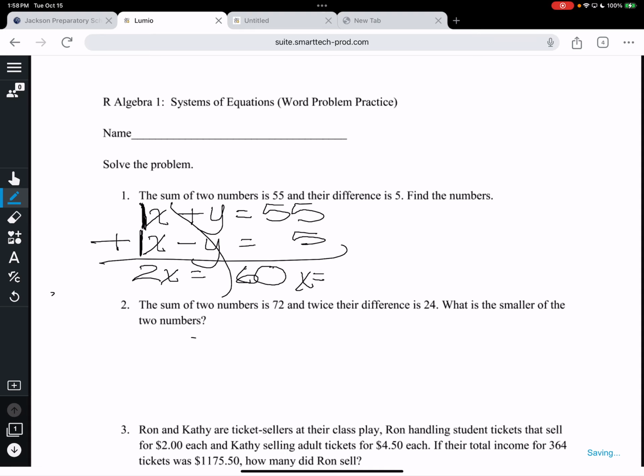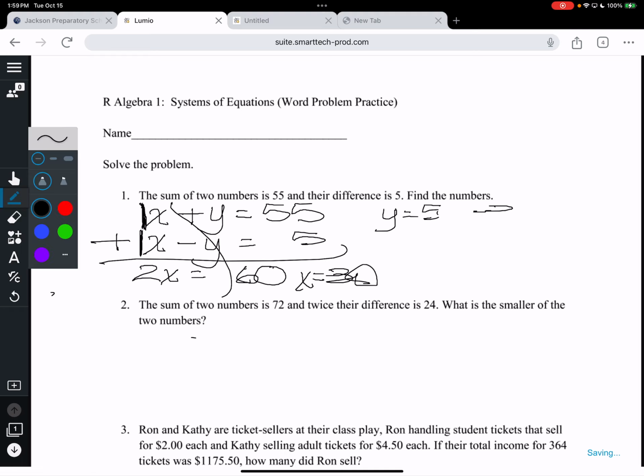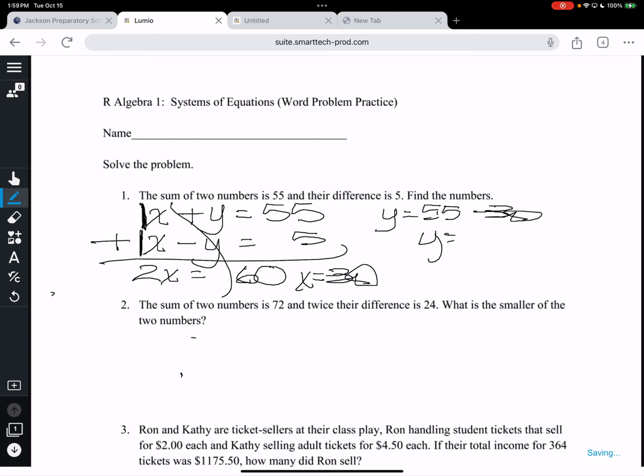Now, what does y equal? You have to go plug it in. y equals 55 minus 30. So y equals 25.